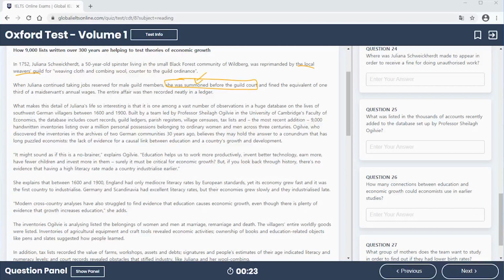Question 25, what was listed in the thousands of accounts recently added to the database set up? So what was recorded? So we know like that she was studying 9,000 handwritten inventories, listing over a million personal possessions over the centuries. So what was listed in the thousands of accounts? Handwritten inventories. So really, it's what is a handwritten inventory? They're listing the personal possessions, okay? So it would be personal possessions would go in here.